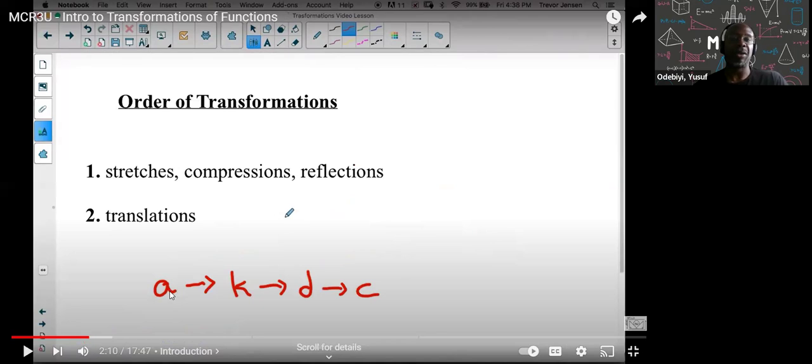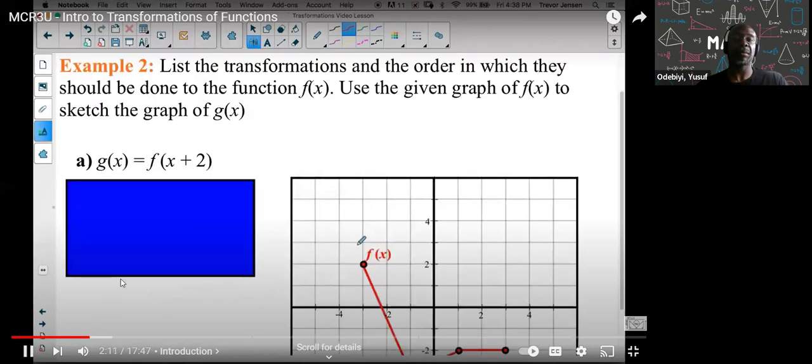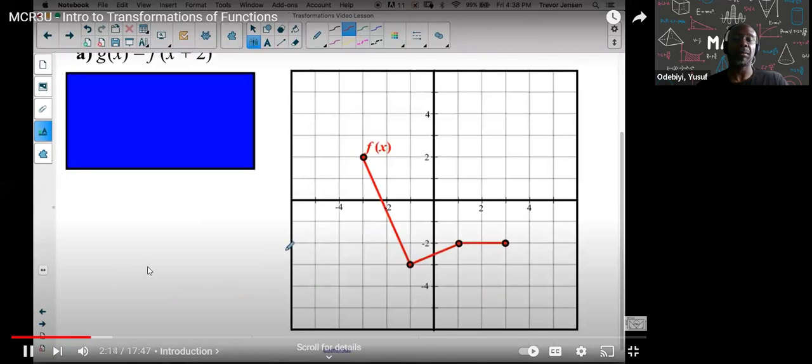Stretches and compressions are your A. And your A can also be a reflection, because if it's a negative, it reflects. Then you have your translations, which would be your D and your C. D moves it left and right, and C moves it up and down. Look at just a basic function like this, and we'll do transformations to that before we actually look at quadratic, radical, and rational functions.